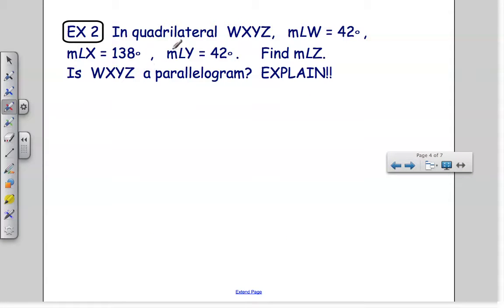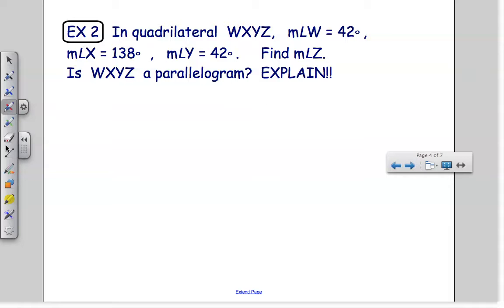Alright, in quadrilateral WXYZ, the measure of angle W is 42 degrees, the measure of angle X is 138 degrees, the measure of angle Y is 42 degrees. Find the measure of angle Z. It's the only angle we don't have. And then, is WXYZ a parallelogram? Explain.